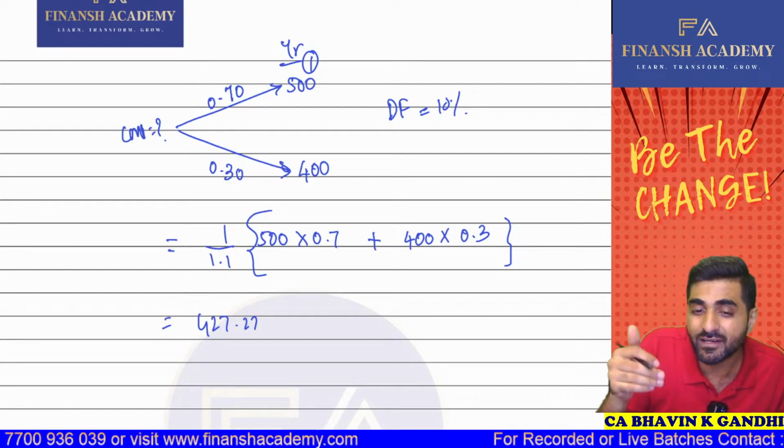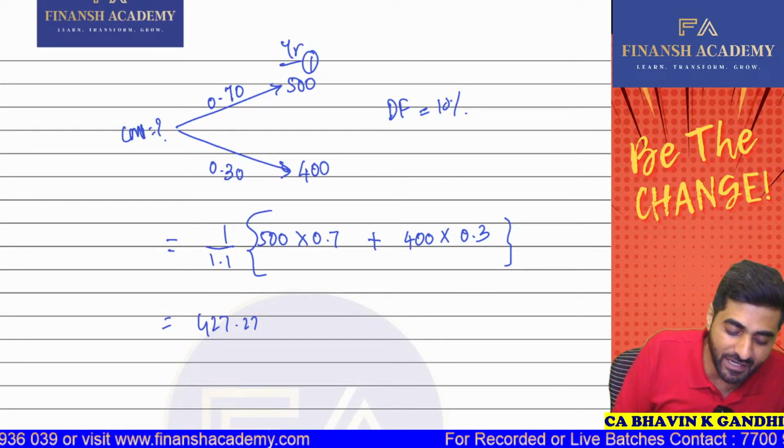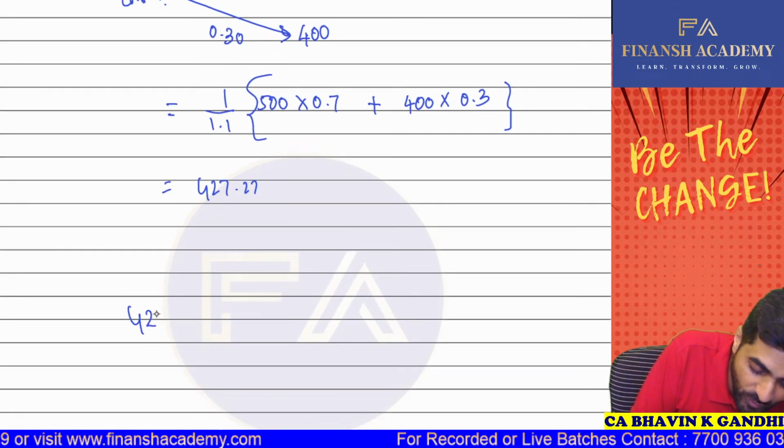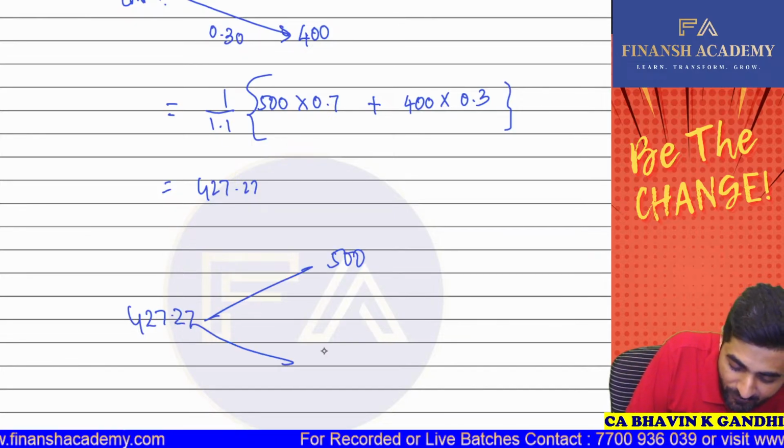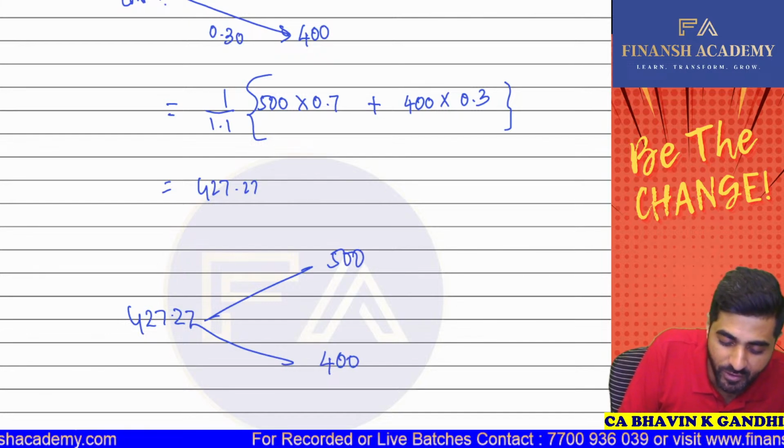So sometimes, you know what they will give you? They will give you the data where the current market price is 427.27. They will tell you that the price can go up to 500 also, and the price can go down to 400 also.